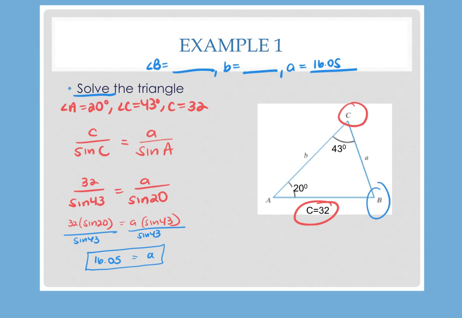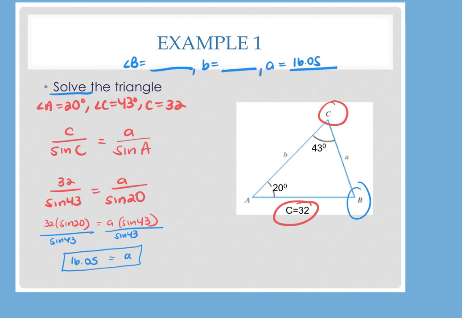How can I find angle B? So how do I find the angle? Good. It's a third angle in a triangle, right? All 3 angles add up to 180. So I'm going to do 180 minus 43 and 20. And I get angle B is 117.